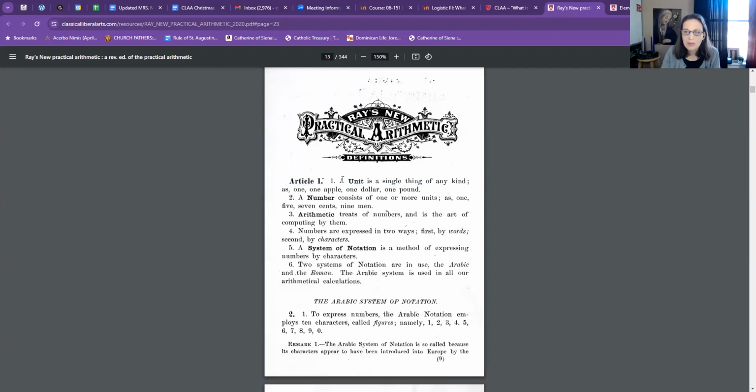Okay. So this is a memory work question right here. Can you just say this with me? Let's say it 2 times. A unit is a single thing of any kind. A unit is a single thing of any kind. One more time. A unit is a single thing of any kind. So this is your memory work for this lesson. You can keep memorizing this as one apple, $1, 1 pound.